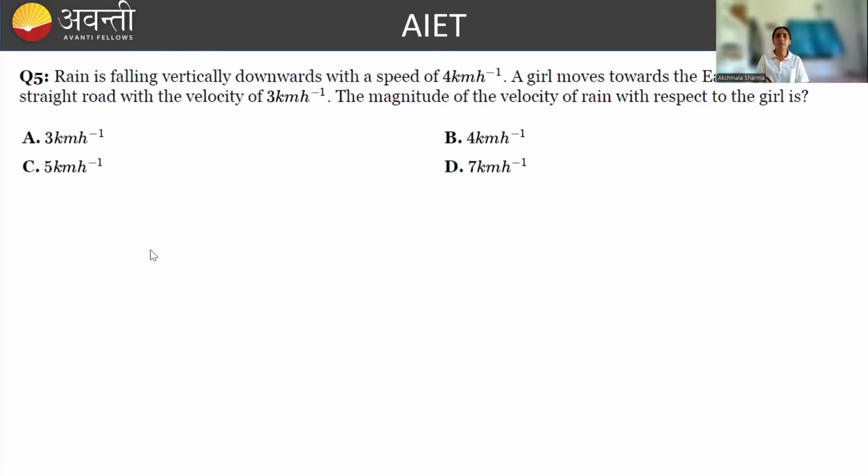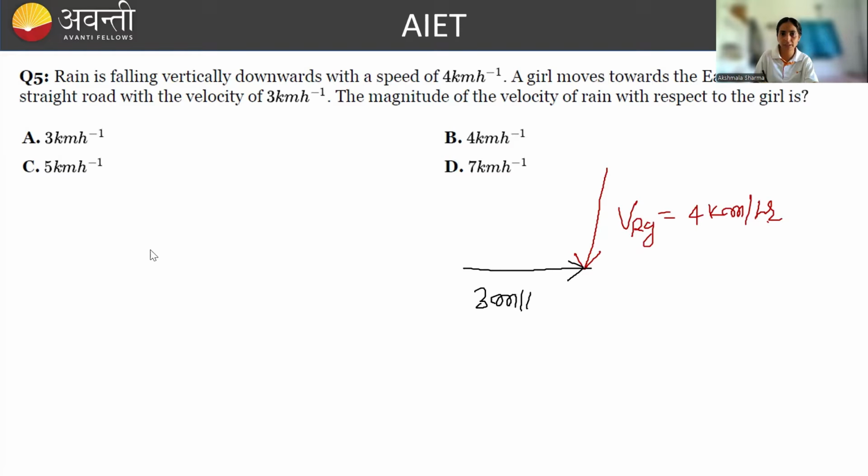Now, rain is falling vertically downward with a speed of 4 km per hour. So rain is falling vertically downward. With respect to what is not given, it means it is with respect to ground. So velocity of rain with respect to ground is 4 km per hour in the downward direction. Now there is a girl who moves towards the east direction on a straight road with velocity of 3 km per hour. So there is a girl and she is moving in this direction with a speed 3 km per hour.